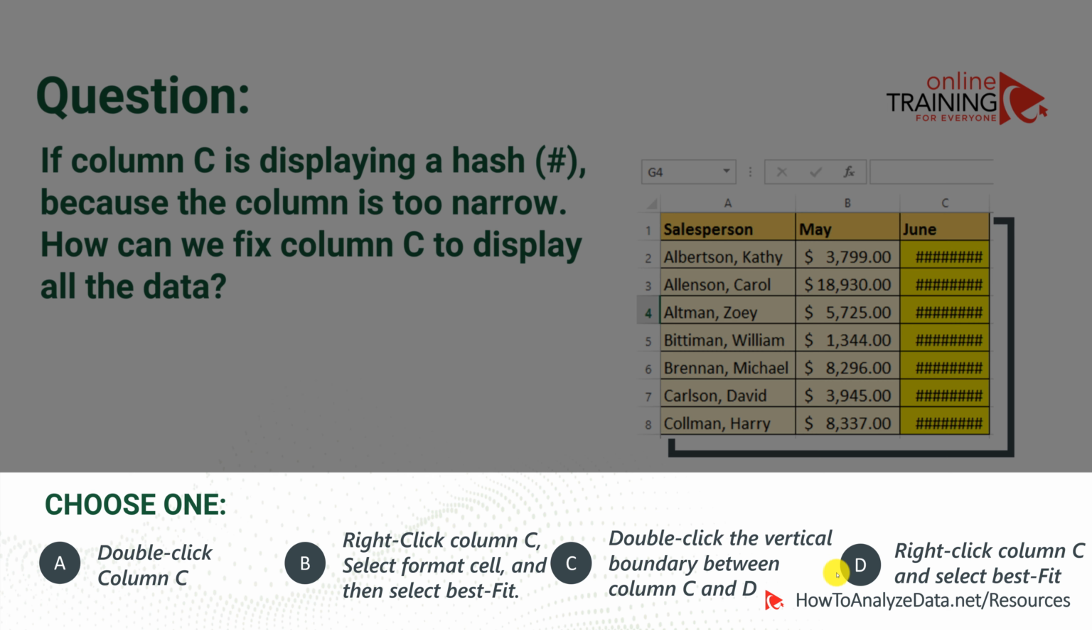A, double-click column C. B, right-click column C, select Format Cells, and then select Best Fit. Choice C, double-click the vertical boundary between columns C and D. And then choice D, right-click column C and select Best Fit. Which one would you choose?